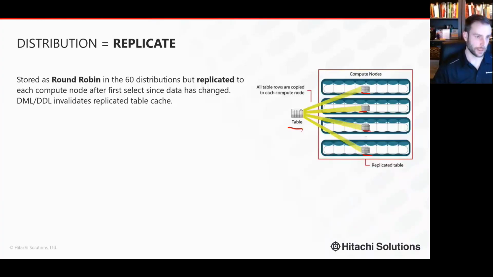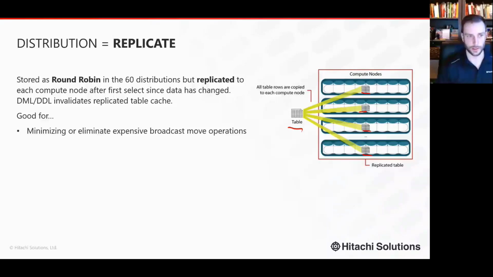Now, DML, so data modification, or changes to table structure, does invalidate the replicated table. So there are some important considerations in terms of when you would want to actually use this. First of all, it's good for minimizing or eliminating expensive broadcast move operations, but it's going to be bad for tables that are updated frequently. That's because every time data gets updated, it has to rebuild that replicated table cache, and the replicated table cache can only update the replica of one table at a time. So if you have hundreds of tables defined as replicate and they're being updated every hour, that cache is going to be constantly spinning and likely will have a long queue of tables to be replicated.